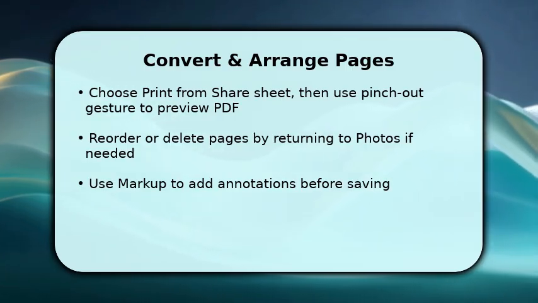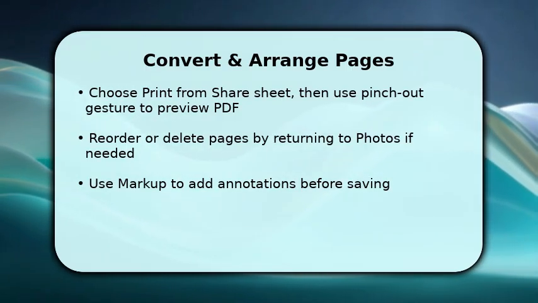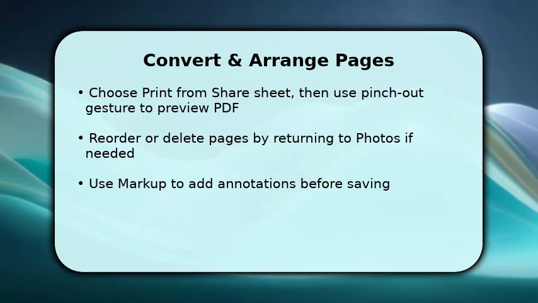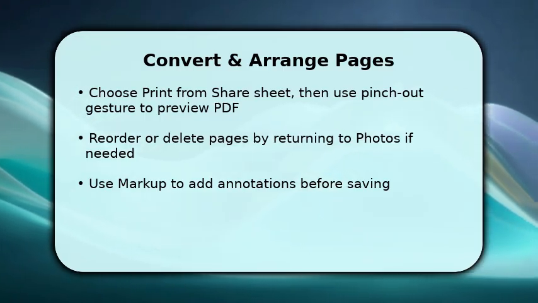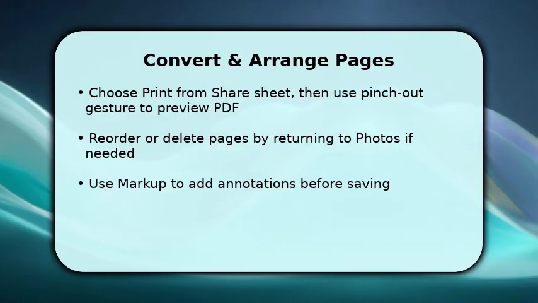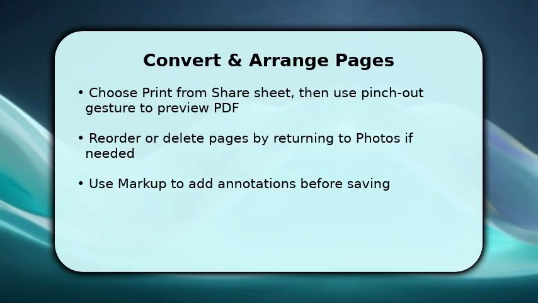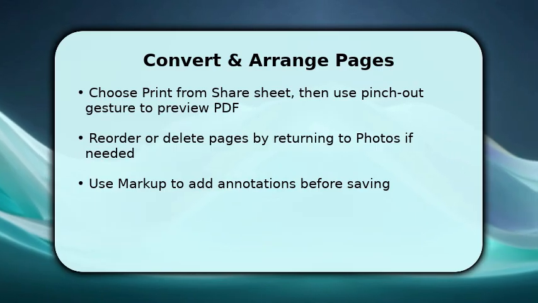Once you see the PDF, swipe to confirm page order. If something's out of place, cancel and reorder images in Photos, then repeat. You can tap Markup to add signatures or highlights before saving, which avoids a second edit step later.